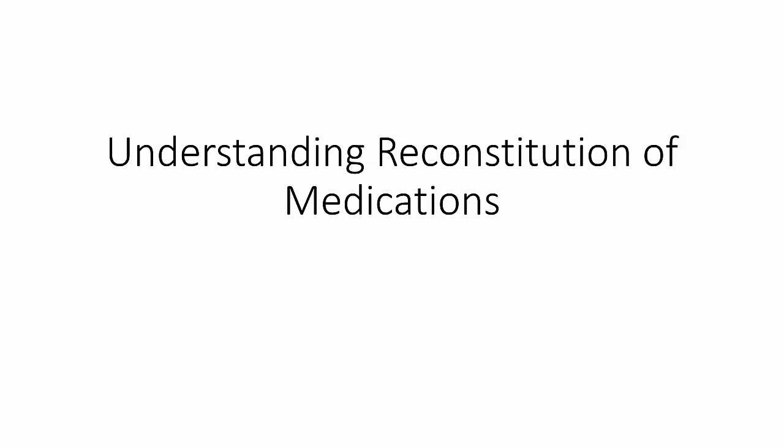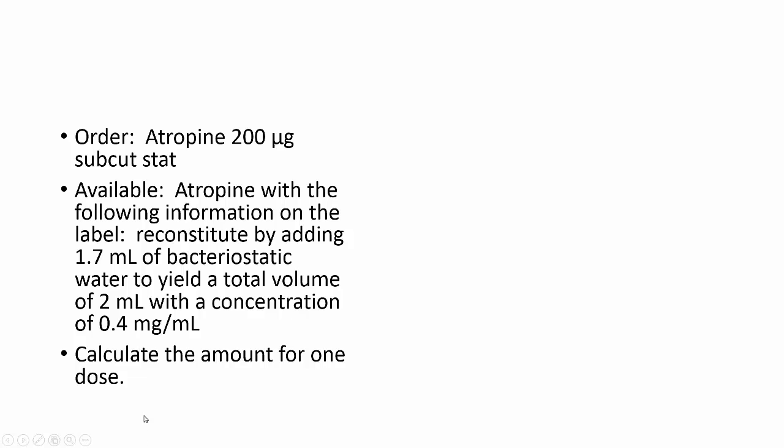We're going to take a look at a concept of reconstitution in the context of a dosing problem. Many times students struggle with these problems because of the extra information that is in the paragraph. Let's take a look at an example. Our order here is atropine, 200 micrograms subcutaneously stat.